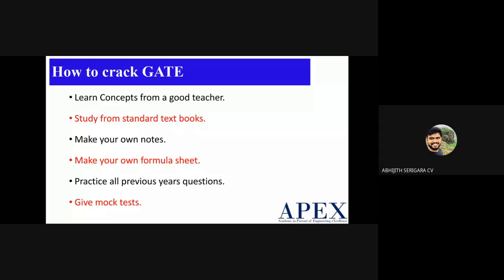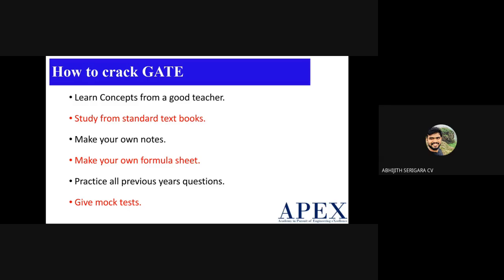First thing, learn concepts from a good teacher. This is the basic thing. If you don't have a good teacher, engineering concepts are not that easy. You cannot get it by reading books, let me tell you. Go and ask your professors who are good in the subject about the concept. Pay attention in the class, because that will make your career. So learn concepts from a good teacher. Concepts are important. Second step, learn from a standard textbook.